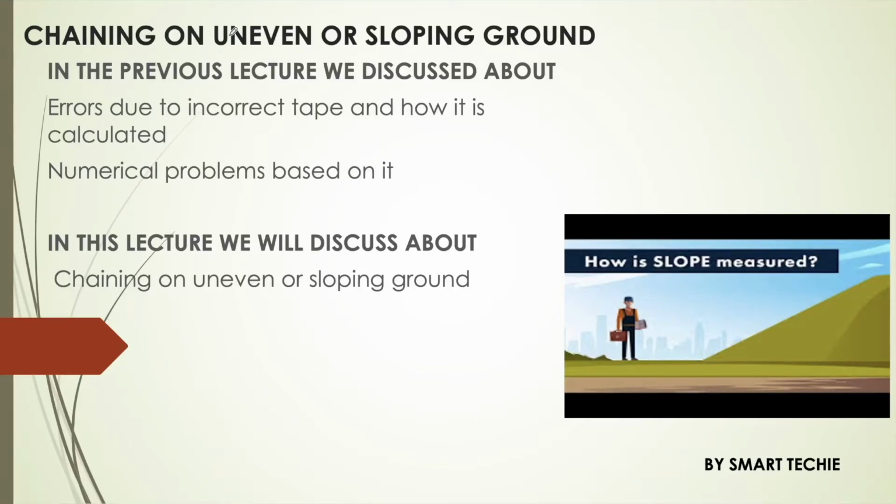In the previous lecture, we discussed the errors due to incorrect tape and how they are calculated, and we also discussed numerical problems based on it. So in this lecture, we'll be discussing chaining on an uneven or a sloping ground.